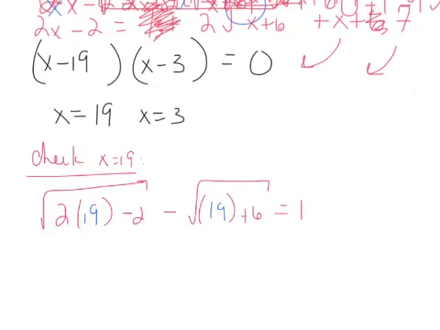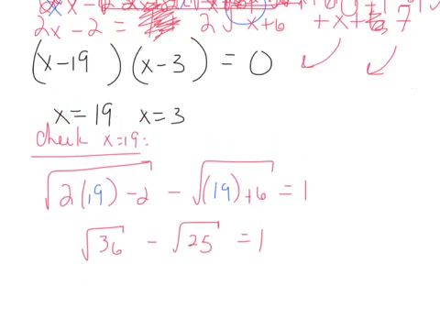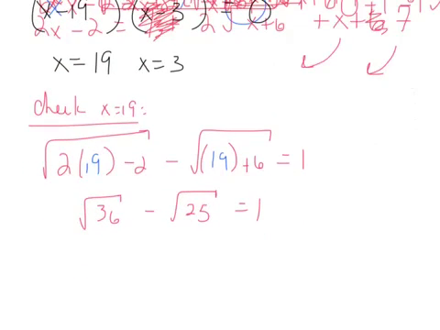Well, we have to go ahead and simplify this. If simplified, we have 2 times 19, which is 38. 38 minus 2 is 36. This is radical 36. Minus, and this is 19 plus 6, which is 25. That equals 1. Let's take a look. Is that true? We're going to get 6 minus 5 equals 1. That is indeed true. So 19 is one of the solutions.